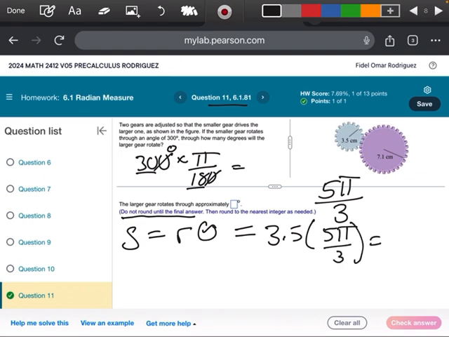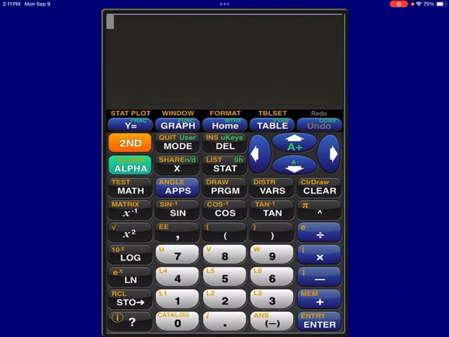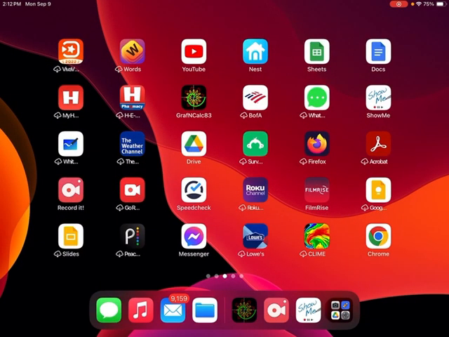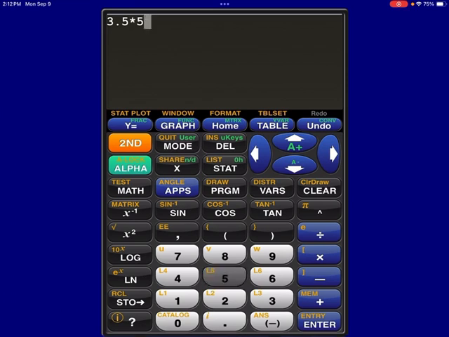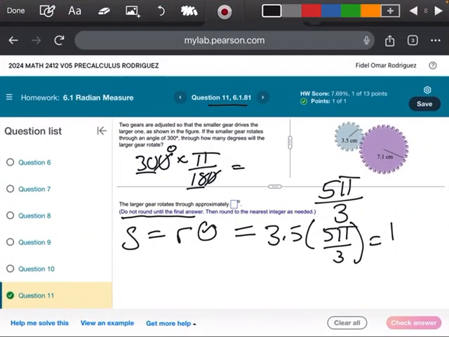Okay, so we're going to take my calculator here. Let me clear all this stuff out. 3.5. Is that what we had? Let me double check. Yeah, 3.5 times 5 is 17.5. So I'm coming up with 17.5 pi over 3. Okay, so that's the distance that the smaller gear traveled.